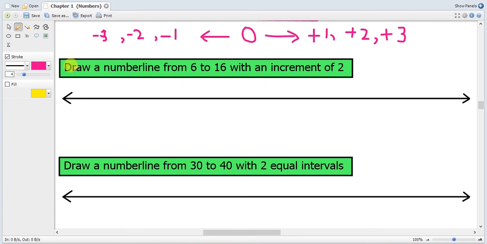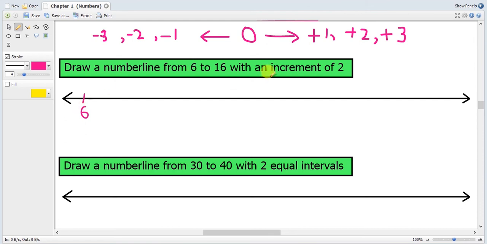So what they said: draw a number line from 6 to 16. It means we have to start from this digit and we have to end at this digit, which is 16, with an increment. So there is a condition that we have to apply. We have to increase every digit, every next digit, by 2. So let's begin. Starting the number from 6. So this is 6. By default we always start a number line from 0, right? But if there is a condition mentioned in the question, then we are bound to use that condition. So we have to start from 6.